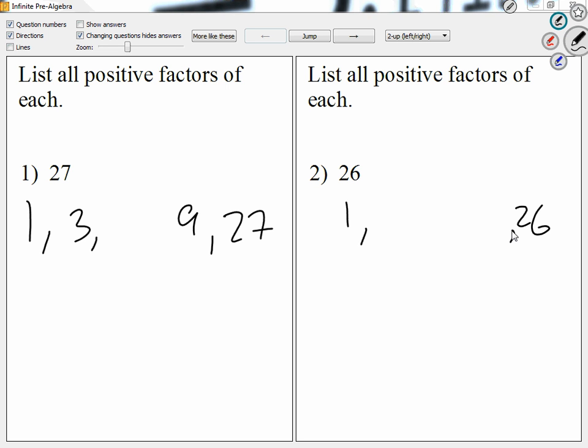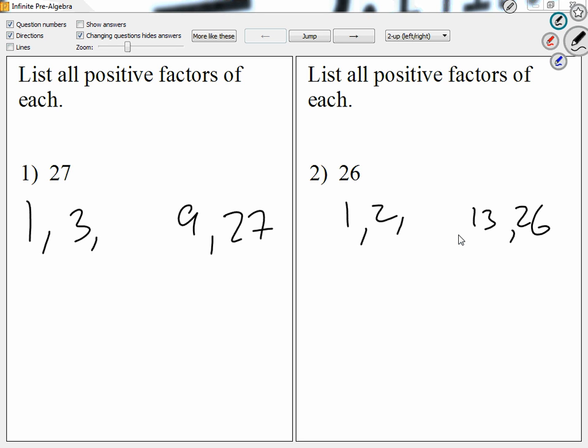Is 2 a factor of 26? Yes, 2 times what? 2 times 13, correct? Is 3 a factor? No. 4, 5, 6, 7, 8, 9, 10, 11, 12? No. Okay. Alright, so we went to 12, because then 13 is already in the list. So there, we're done with the factors.